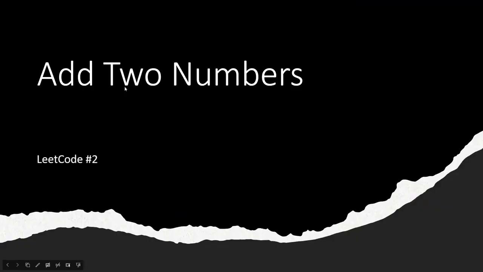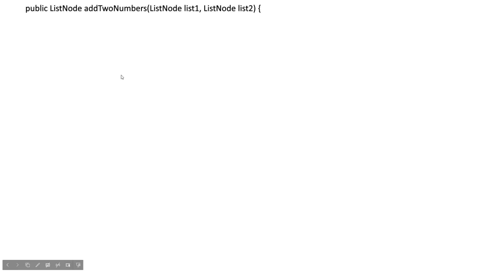Alright, let's see how to code this. The first thing we're going to do is take the method that LeetCode gives us, which passes in list 1 and list 2 as list nodes, and we're going to return the list node, which is the addition of these two lists. The first thing we're going to do is define the carry. So in the case of example 1, when 6 plus 4 ends up being 10, we've got to be able to carry that 1 into the next row.